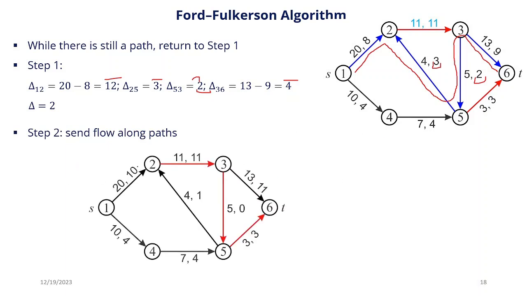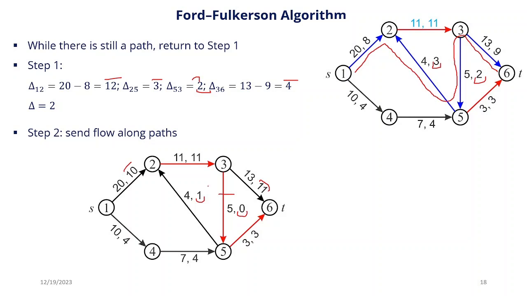We are now going to add 2 to 8, which gives us 10. And because this is a negative part, we subtract 2 from 3, which gives us 1. Because this is negative, we subtract 2 from 2, which gives us 0. And we add 9 to 2, which gives us 11. So I have colored this red because we can't go here again. The flow is 0.